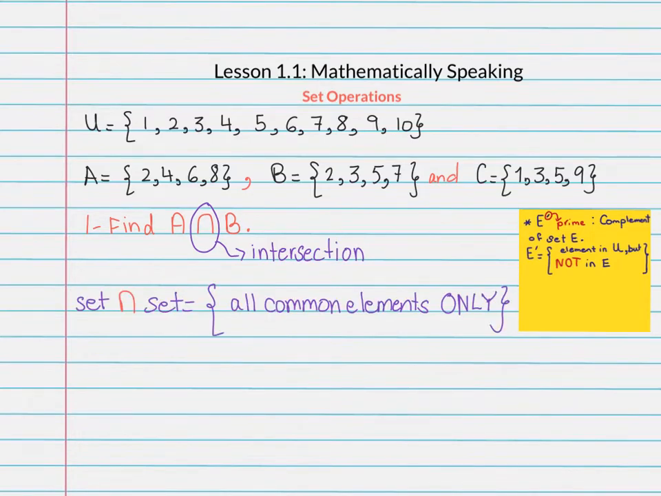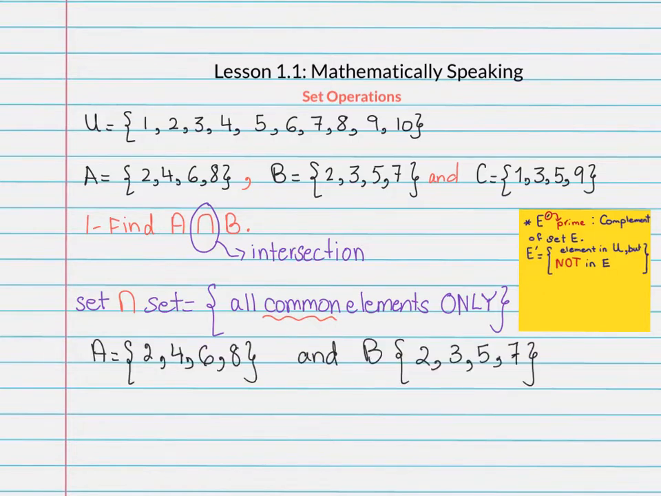When we have a set intersection another set, the result will be a new set that has elements that are common only. So we are only going to list the elements that are common between the first set and the second set. Let's apply this to the example given, A intersection B. So I'm only going to list for now A and B.